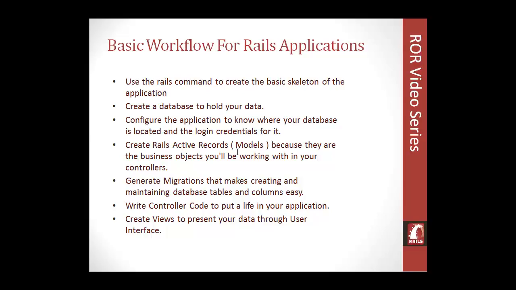Create Rails Active Records or models, because they are the business objects you'll be working on in your controllers. So we'll be doing that this chapter, I believe. Database migrations allow for easy interacting with the database, and then we would write the controller code, which we'll be doing either in this chapter or the next. We're going to create a post controller, a users controller, probably some other ones, a page controller, and then we would create the views to present to the users of our website. So we would create the dynamic HTML files, which will hold HTML and will convert data from the model into HTML.